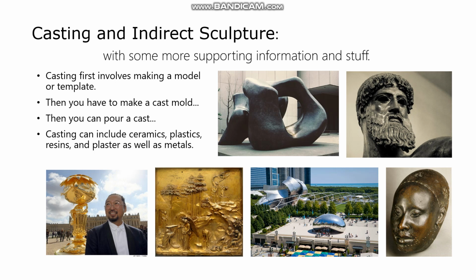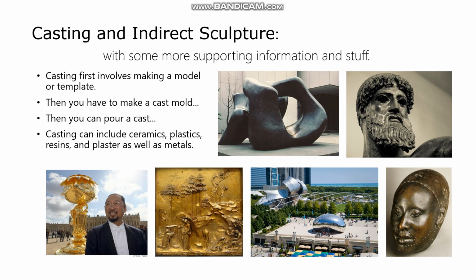Now the most complicated, and also in some ways one of the most important ways of making a three-dimensional work of sculpture, is by casting. Casting is an indirect form of construction, where instead of making the work itself, the artist makes a mold, and then materials will be poured into that mold, and then will set inside that mold.